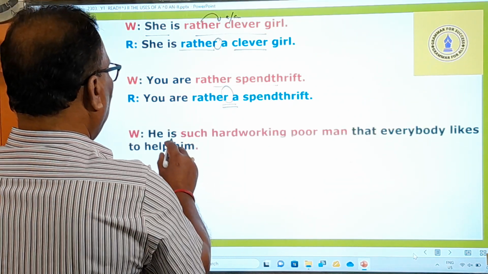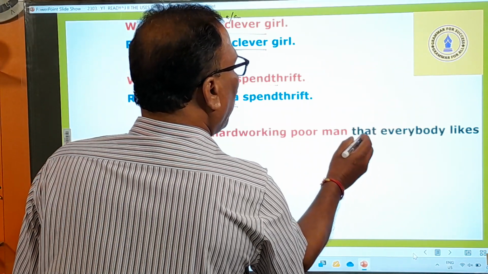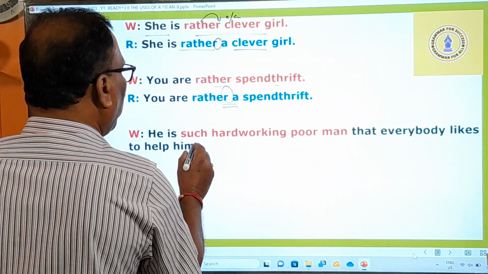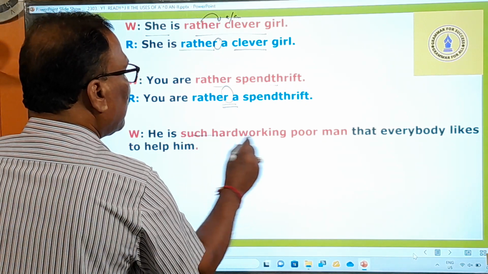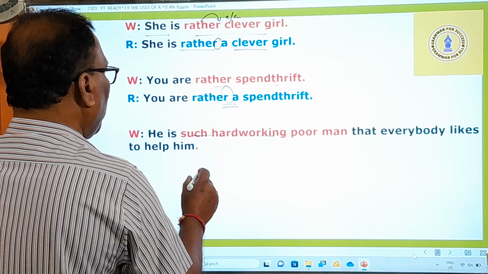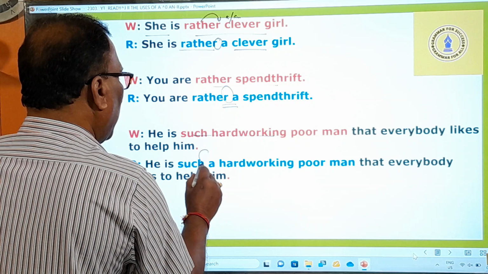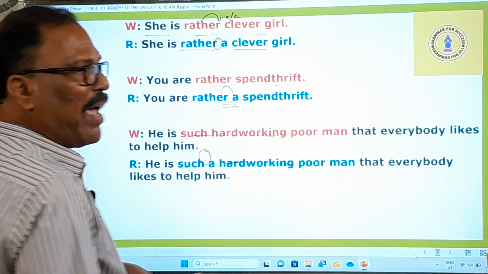Okay. And then, "He is such a hardworking poor man that everybody likes to help him." "He's such a hardworking poor man" is not the right one. What you should say is, "He's such a hardworking poor man."